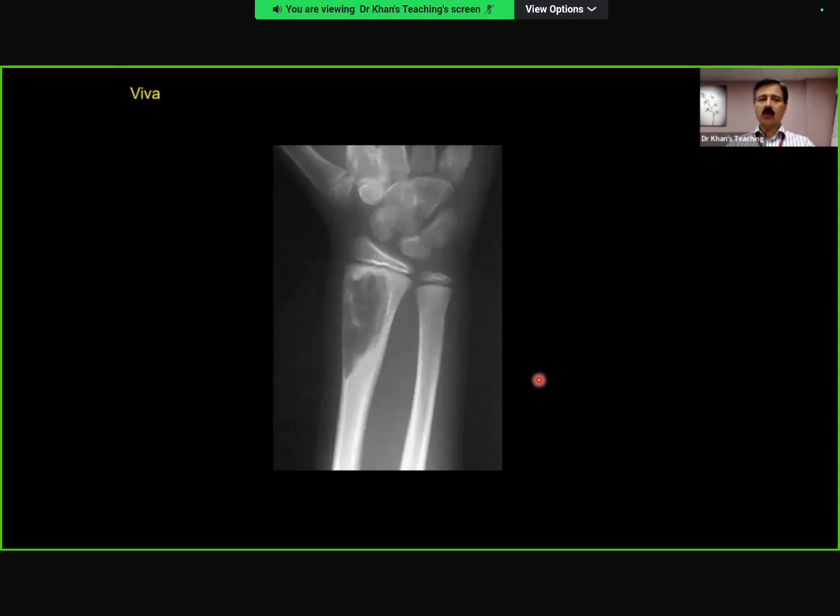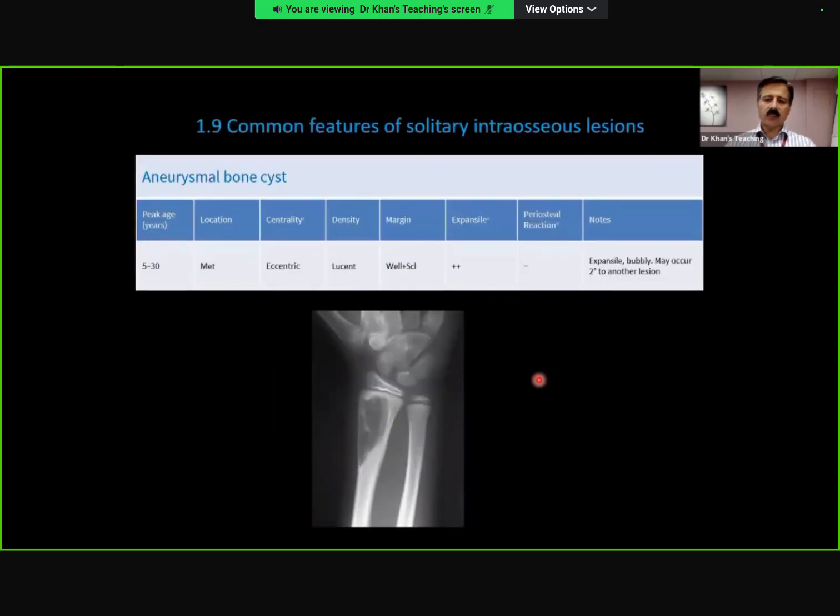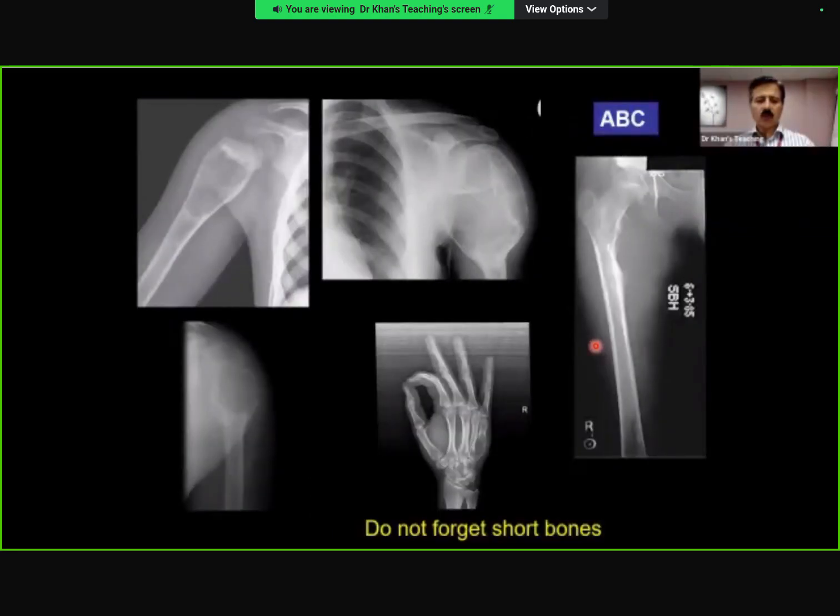But location-wise, that diagram, which I told you is my favorite diagram, it is given there, right? And this is what it is. Your thinking was absolutely spot on because you were thinking it's not central and things like that. The only thing because of which you were confused is that it was not very expansile. So intentionally, I showed you this case, but you are right that it is usually expansile, it should be bubbly, and may occur secondary to some other lesion.